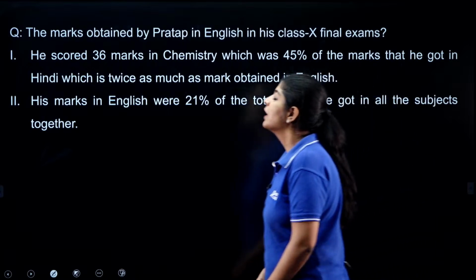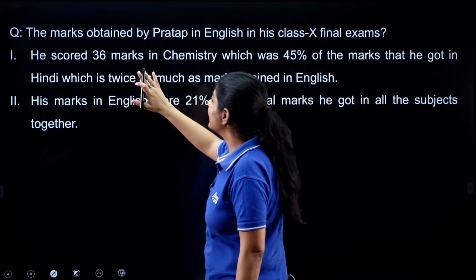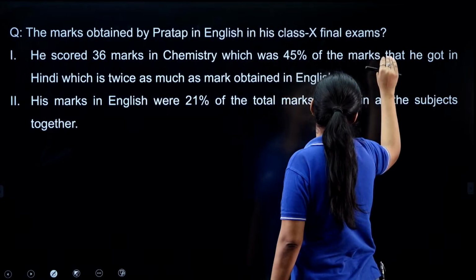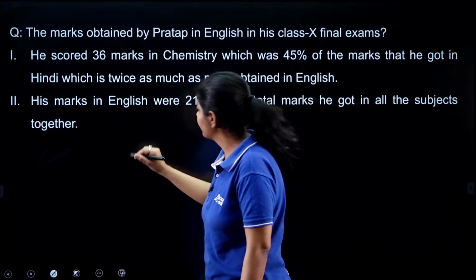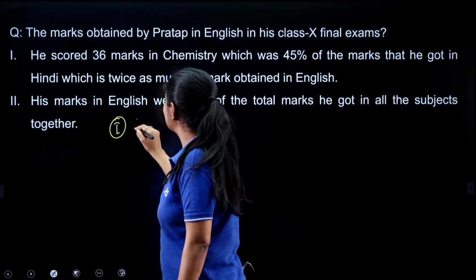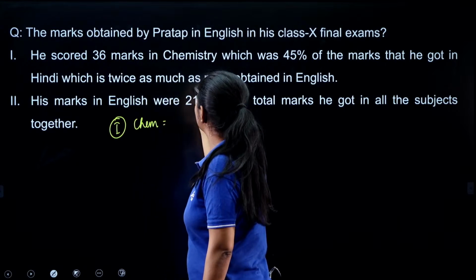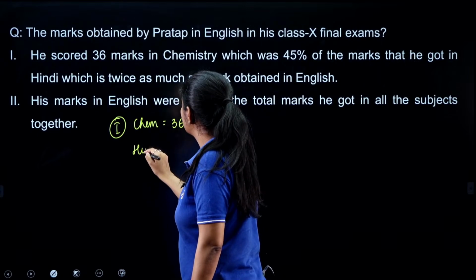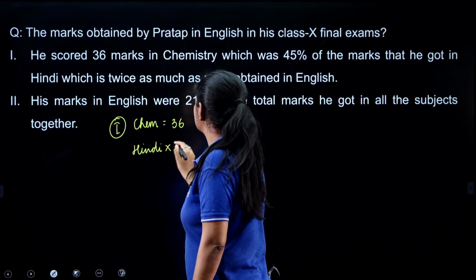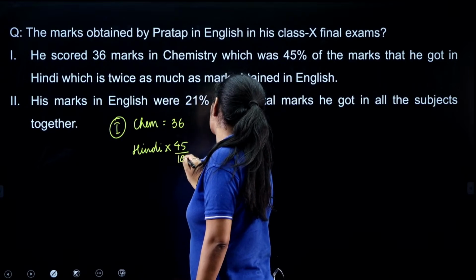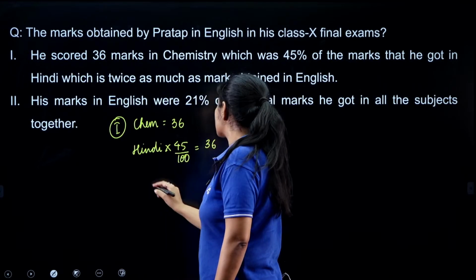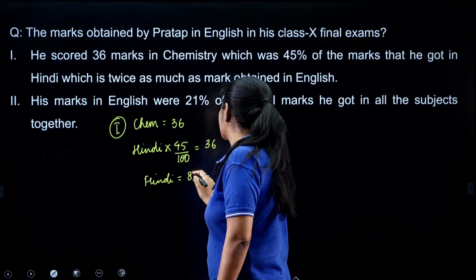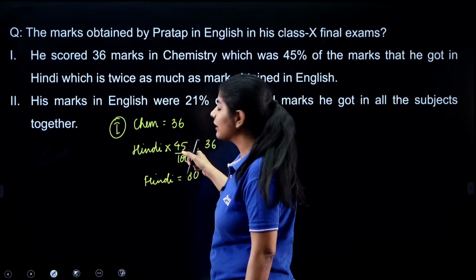Okay, let's see. First one, he scored 36 marks in chemistry, which was 45% of the marks that he got in Hindi. So the first statement says that in chemistry the marks that Pratap got is 36, which is nothing but the 45% of the marks he got in Hindi. So the score that we got in Hindi is equal to 80, right? Because we can eliminate it with the help of 5.